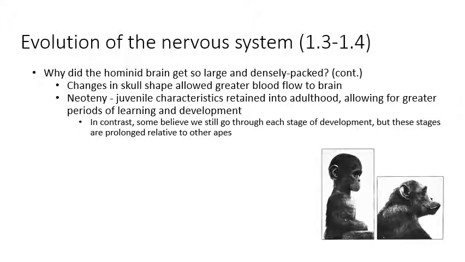Changes in the skull shape also appear to allow for more blood flow to the brain. There's something called neoteny, which is juvenile characteristics that are retained into adulthood that allow for greater periods of learning and development.